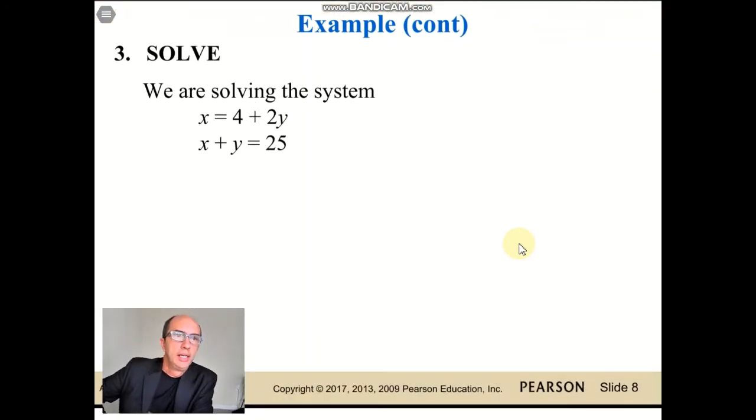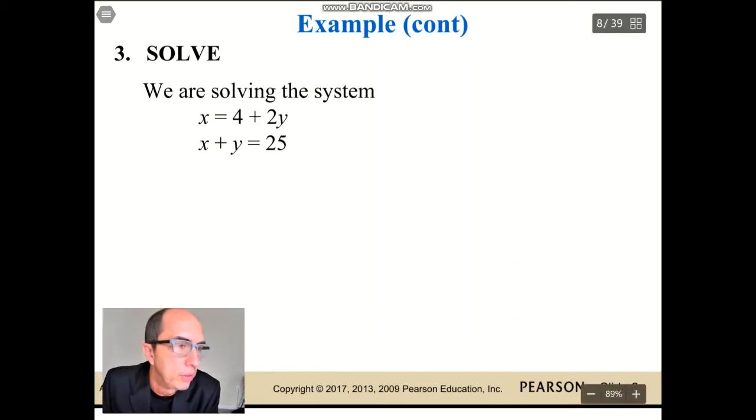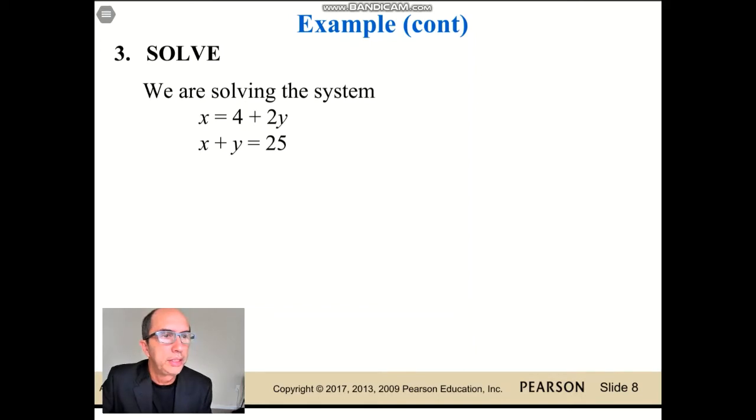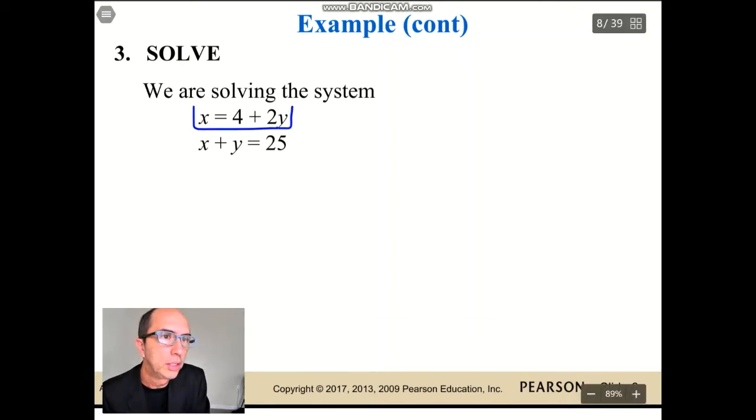Right now, let's solve. We can choose a method. We can remember that we have basically three methods to solve the equations. One is the graphing method, another one is the elimination method, and the other one is substitution method, right? You can choose one. I'm going to choose for this one the substitution method, because we have x equals 4 plus 2y, and we don't need to work a lot to find x. x is already here.